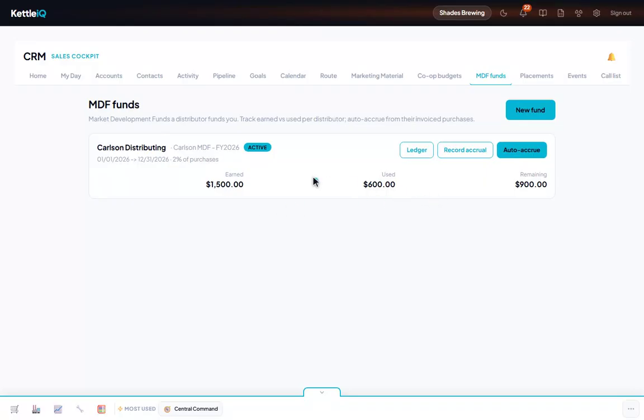Planning something that would draw from this fund? Check the remaining balance here first and confirm with your manager before committing. This pool is tied to the distributor relationship, not to just one rep.